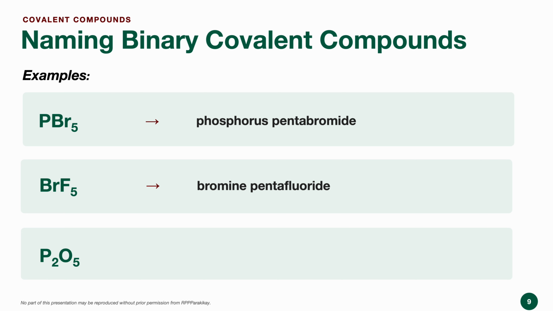And last example, P2O5. In here, we have 2 phosphorus atoms, and it means that we need to add the di prefix for the phosphorus. And then for 5 oxygens, it would normally be pentaoxide, but remember our vowel rule, we drop the A before O, giving us this name, diphosphorus pentoxide.